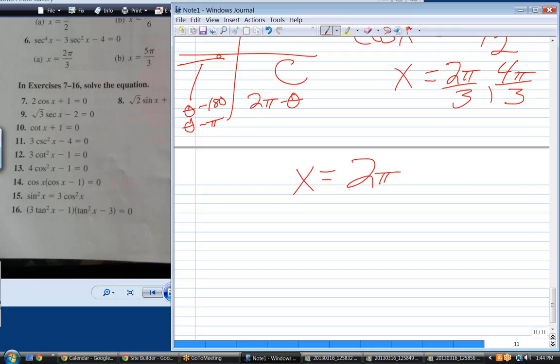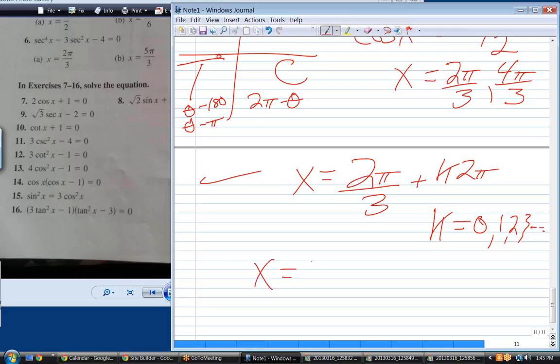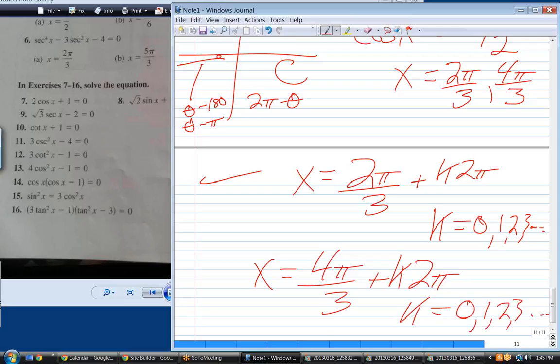The first answer is 2 pi over 3 plus any multiple of 2 pi. Yeah, we did that the first time. It goes from 0, 1, 2, 3, and so on. So that's the way to state an answer when the domain is not restricted. And the other solution is x equals 4 pi over 3 plus k times 2 pi, k equals 0, 1, 2, 3, and so on. This is the correct answer if the domain is not restricted.